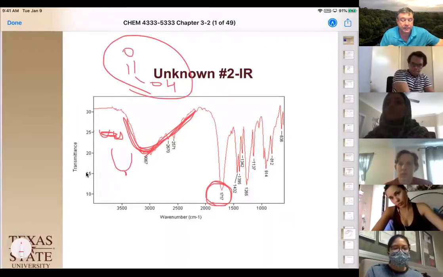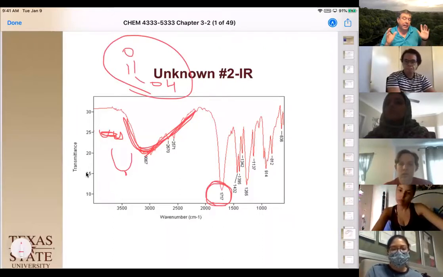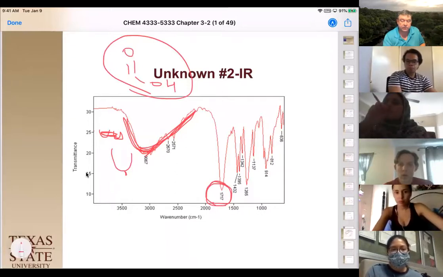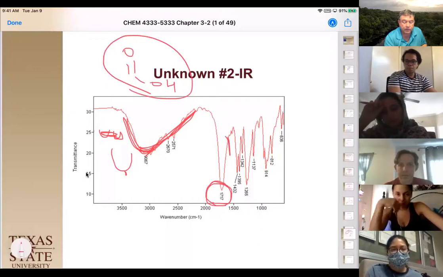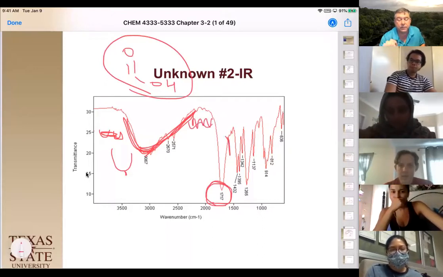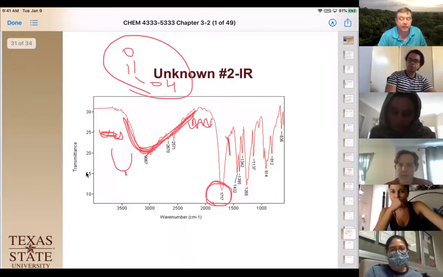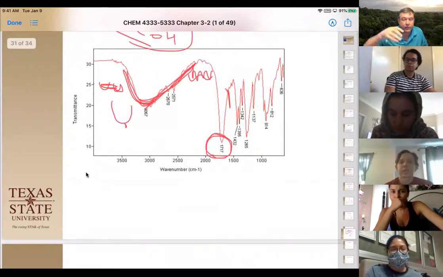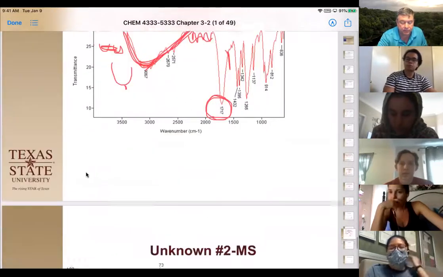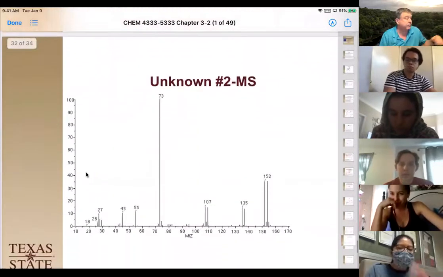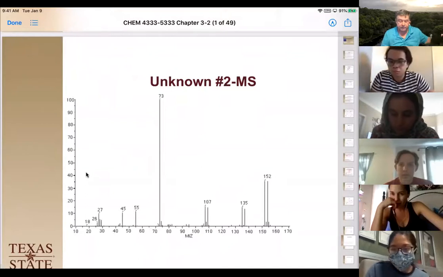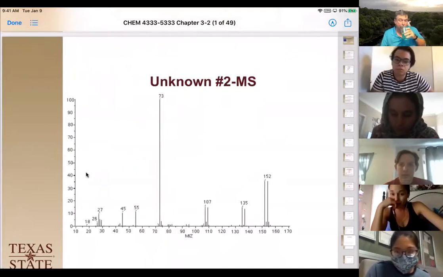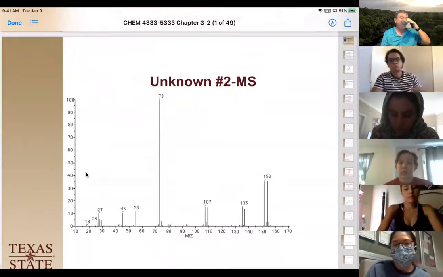So we're expecting to see a carboxylic acid, and probably no double bonds, because there's no 1600 here. Sorry, I mean the little wiggles for a benzene ring. All right, let's look at the mass spec. Ooh, big mass, 152.